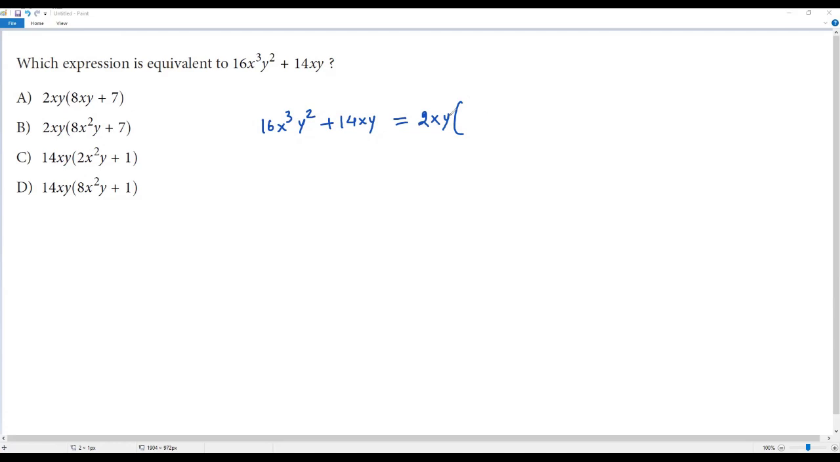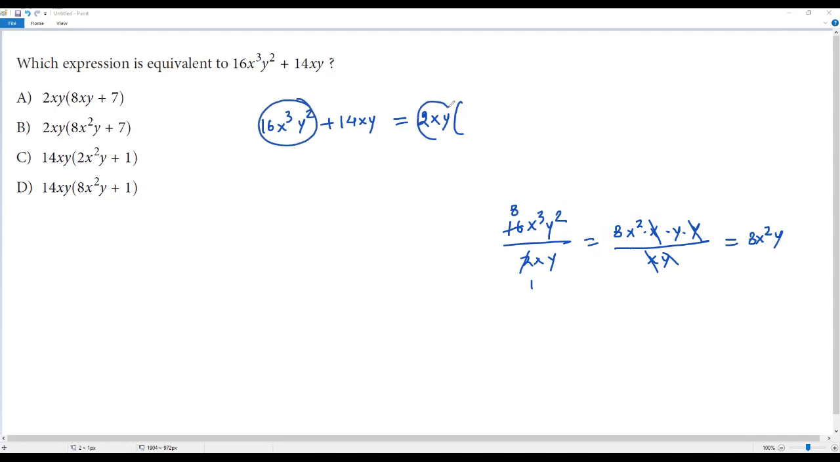Now to get the stuff inside the parentheses, we have to divide both the terms by the one I factored out. That is, I have to divide both the terms by 2xy. Okay, now let's divide this 16x³y² by this 2xy. Let me do it separately. 16x³y² divided by 2xy. So 2 goes into 2 1 time and 2 goes into 16 8 times. Now we can write 8, and this x³ can be written as x² times x, and this y² can be written as y times y, divided by xy. So this x will cancel out, this y will cancel out. So the resulting stuff is 8x²y. When I divide the first term by 2xy, I am getting 8x²y that we can write over here.